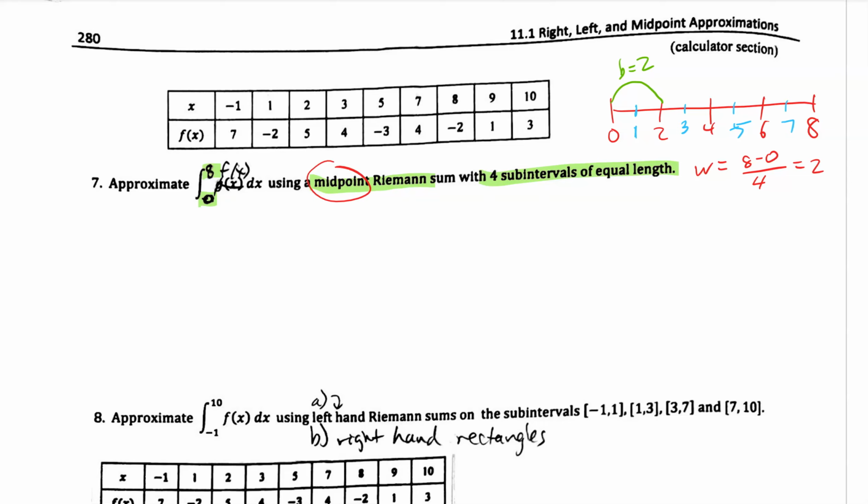All right, so let me say that again. If we're going to have a base of 2, and a base of 2, and a base of 2, and we're going from 0 over to 8, like we said over here, we need to basically be stopping at the 1 and the 3 and the 5 and the 7 to get our heights. So let me go find those over here. So we're going to use, let's see, 1, which goes with -2, and then we're going to go with 3, which goes with 4, and then 5 goes with -3, and then 7 goes with 4.